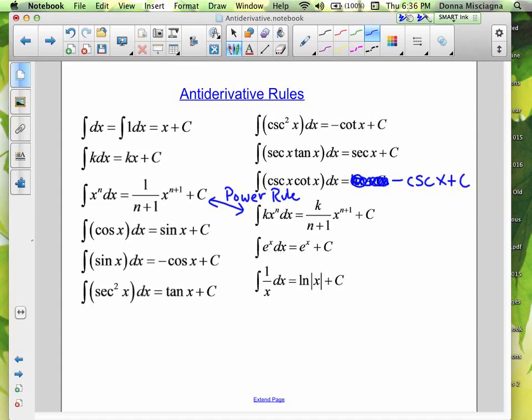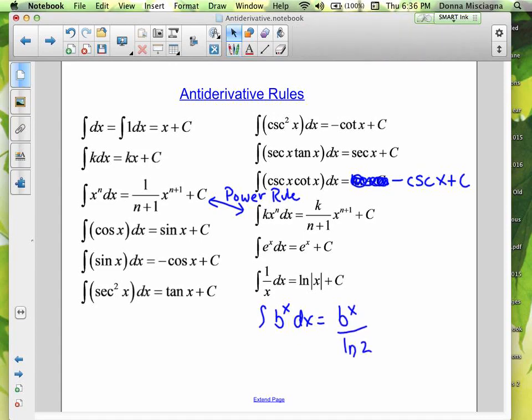And the only one not up here is b to the x dx, which would be the same thing divided by the natural log of our base, plus c. Okay. So there we've got everybody. So there's a nice list of our integrals, and actually that will get you quite far. These are all the common ones.